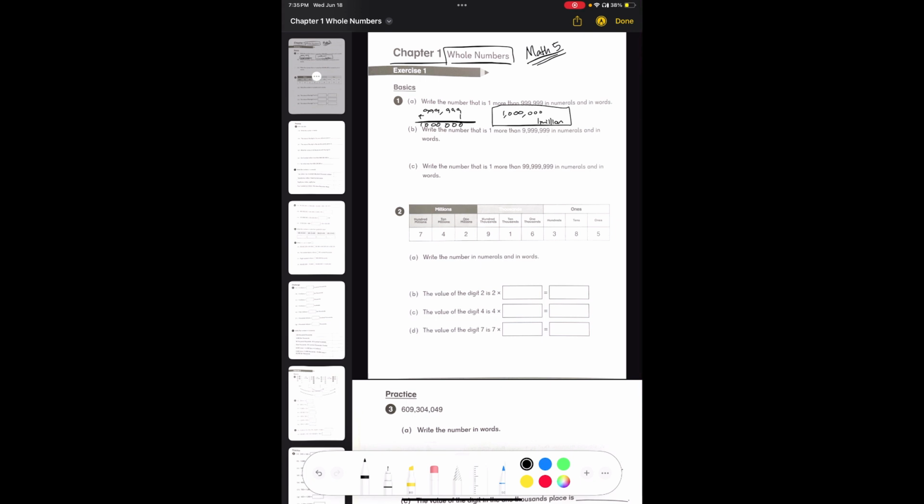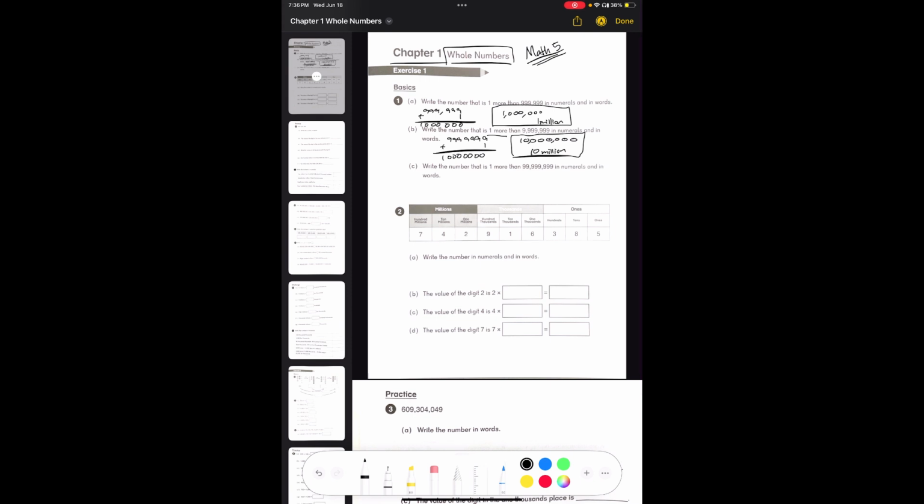For part B, we have 9,999,999, and we're looking for one more, so we just do the same thing. So now we have 10,000,000, or 10 million. So our answer is 10 million.